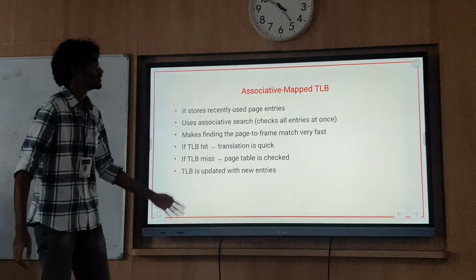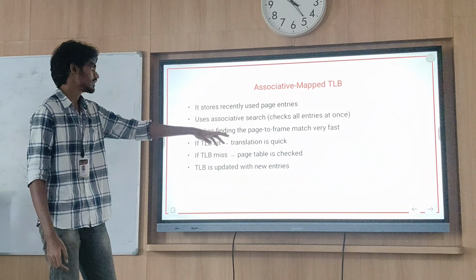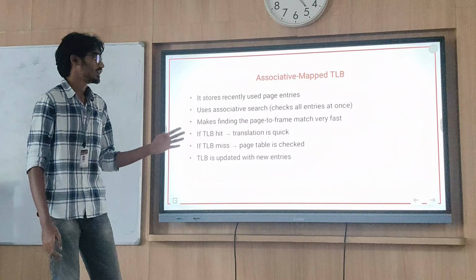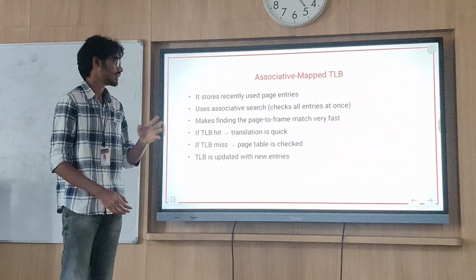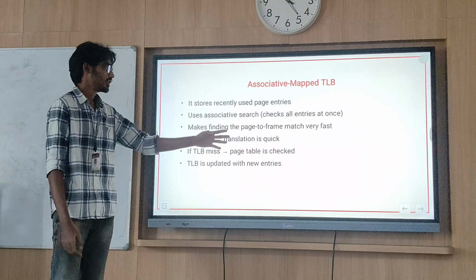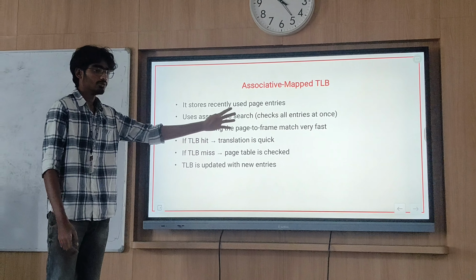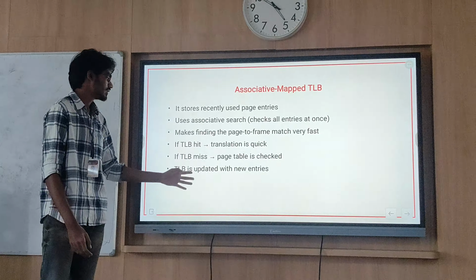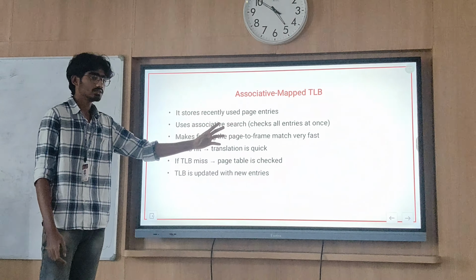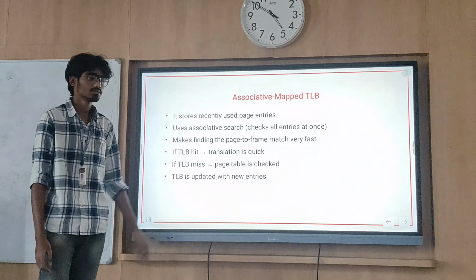This is the associative map to TLB. It shows the recently used page entries, and associative search means checking all entries at once. This makes finding the page-to-frame match very fast. If the TLB matches, the translation is very quick. If not, the page table is checked, and the TLB is updated with the new entries.